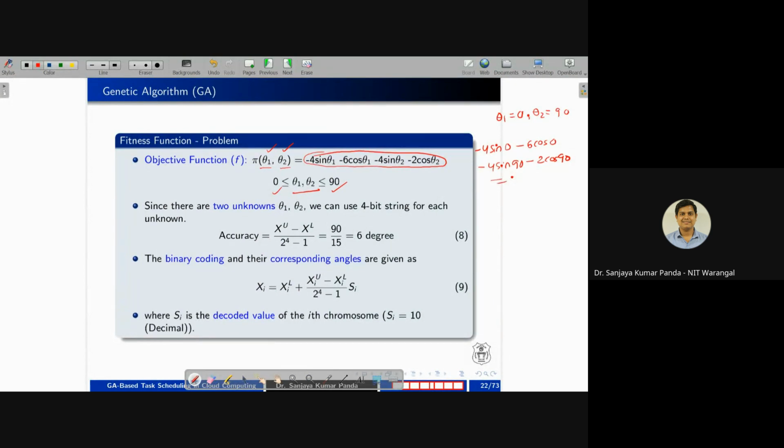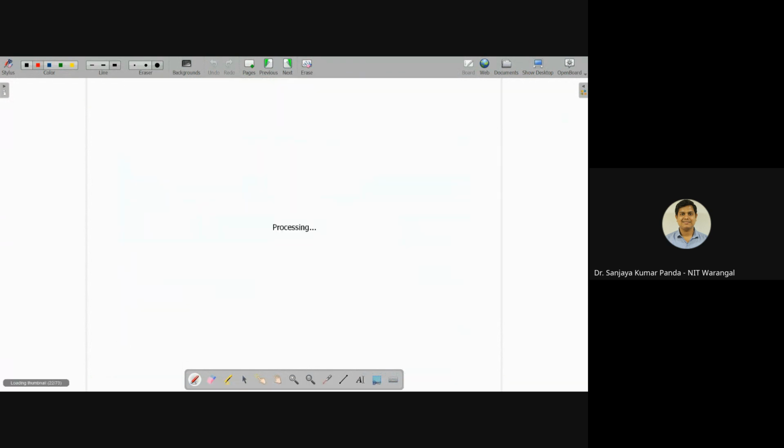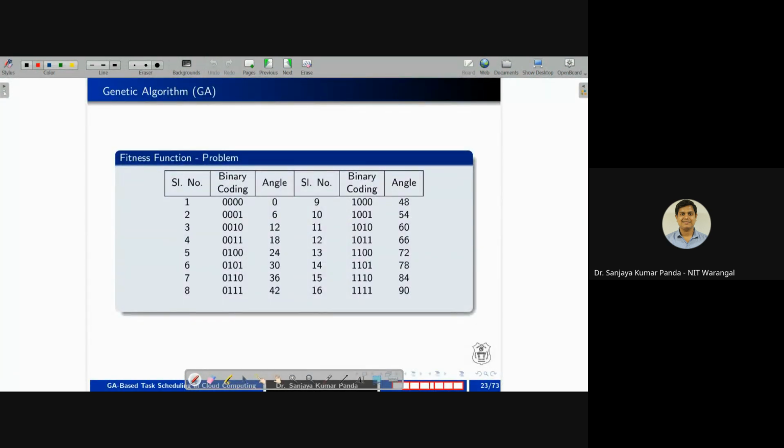In order to represent it, suppose I take a 4-bit string. You can take more also. If you take a 4-bit string, the total range given to you is 0 to 90, which is 90 degrees. If I divide 90 by 15, because starting from 4 zeros you will go up to 4 ones, every 6 degrees the code is changed. For example, if the angle is 0, I can consider 4 zeros. If the angle is 6, I am representing 0 0 0 1. Like that, 90 will represent all ones. So we have successfully coded the input with the 4-bit string.